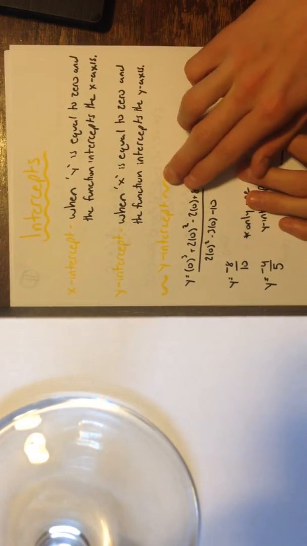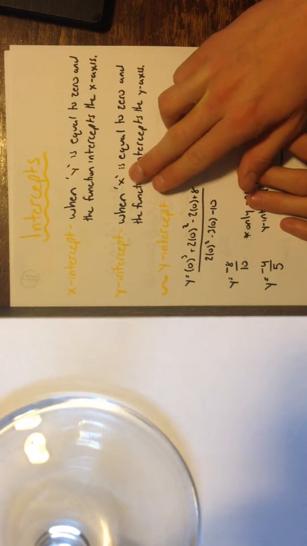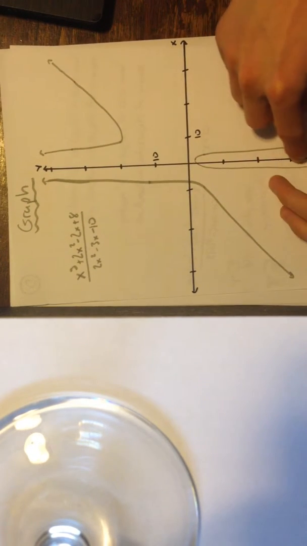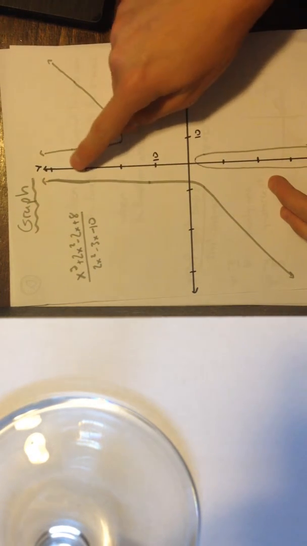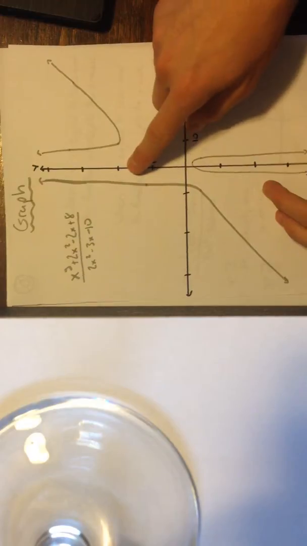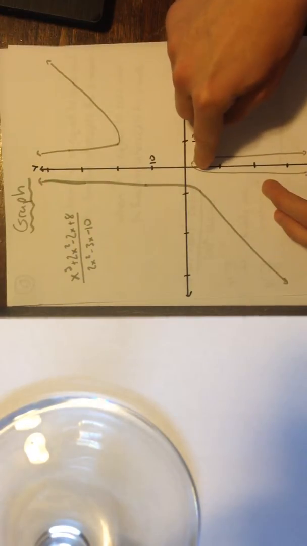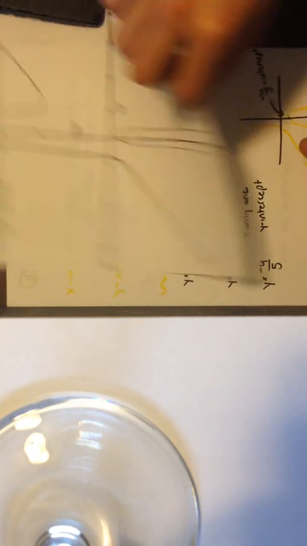The y-intercept is the opposite. It is when the x value is equal to 0 and the function intercepts the y-axis. This is because the function can intercept this line anywhere along this line, and anywhere along this line x will equal 0. That's why we put x equals 0 to find the y value.